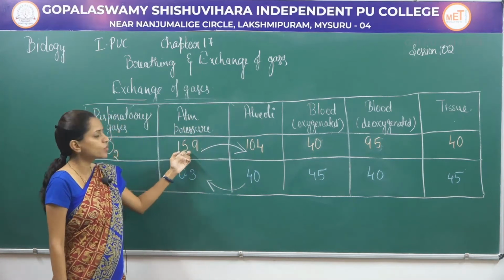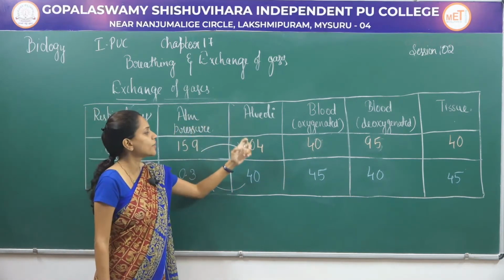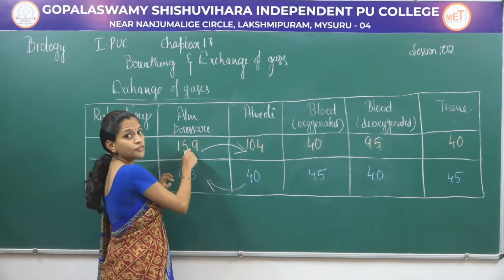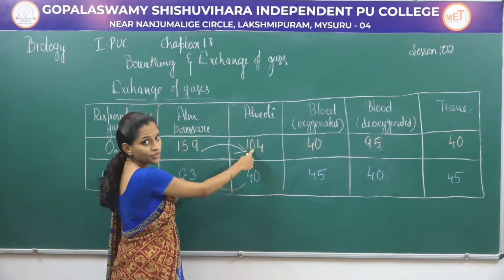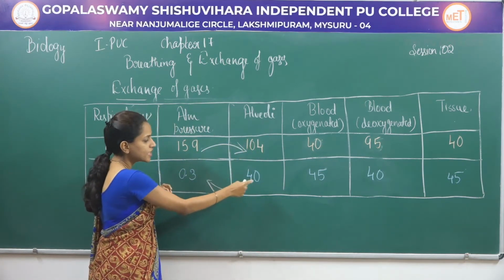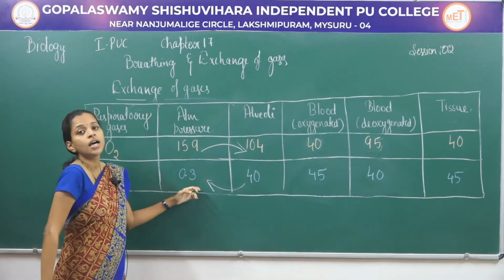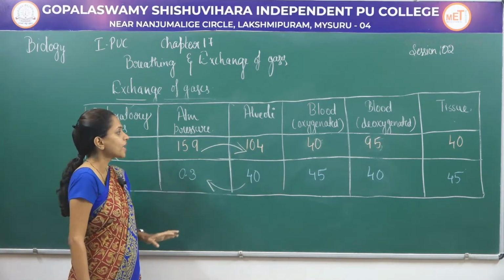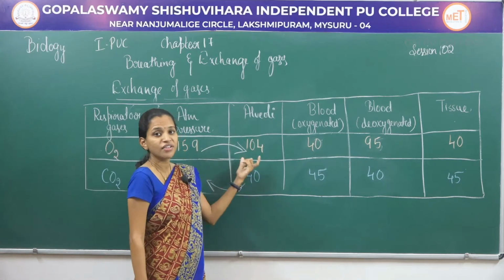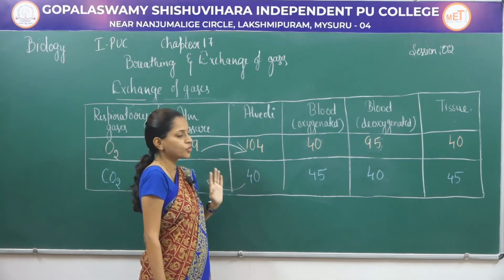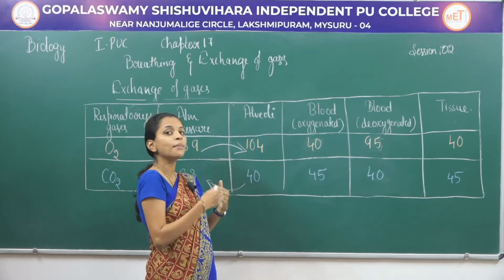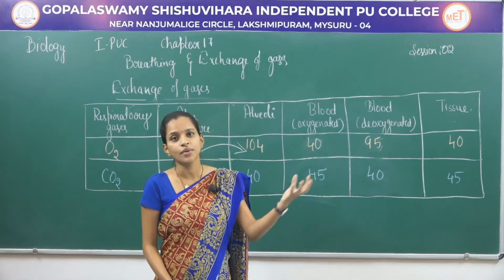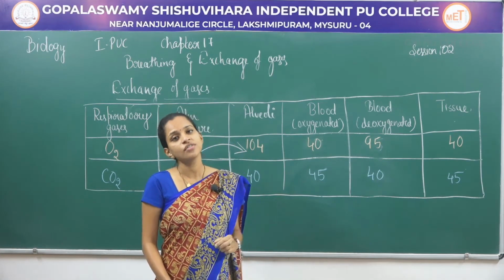So atmospheric pressure will be 159 and alveoli pressure will be 104. What happens? The movement of oxygen molecules from the atmosphere to the alveoli takes place and carbon dioxide from the alveoli moves into the atmosphere because the concentration of carbon dioxide is more in the alveoli. Next, once the alveoli has enough oxygen and a lesser amount of carbon dioxide, what should happen is they come across the pulmonary capillaries, that will be the blood. So blood RBC cells are the ones which take up the oxygen in exchange for carbon dioxide.